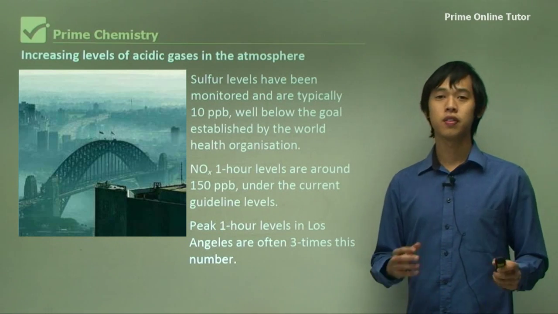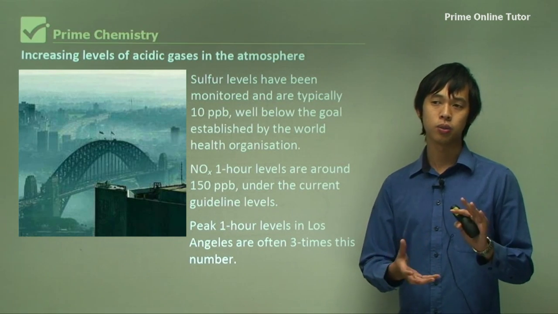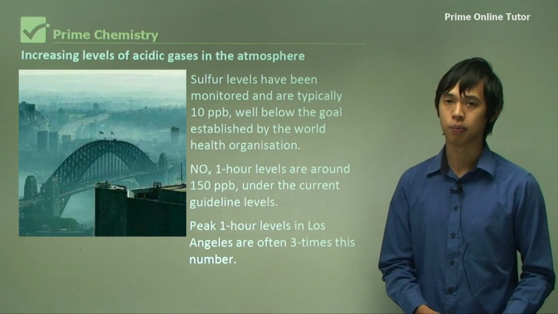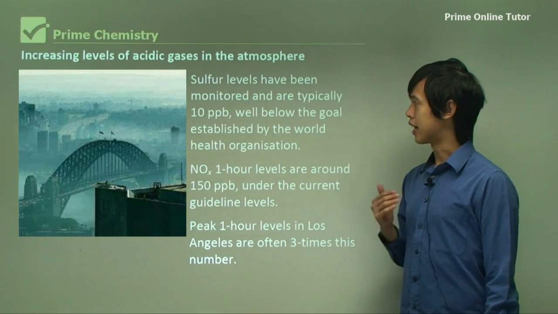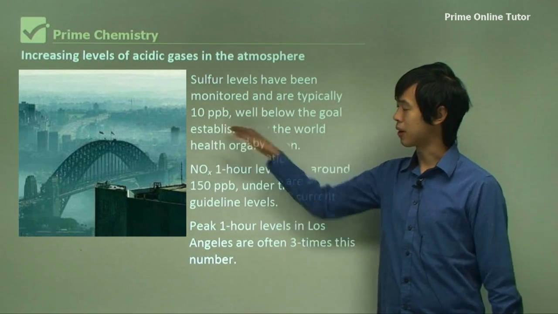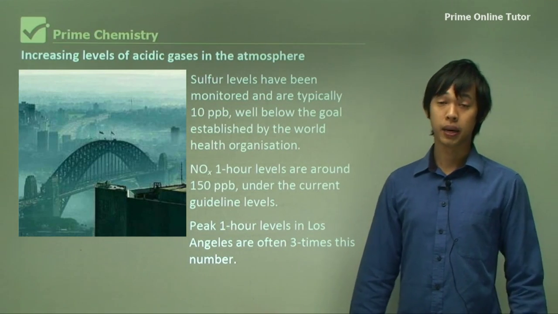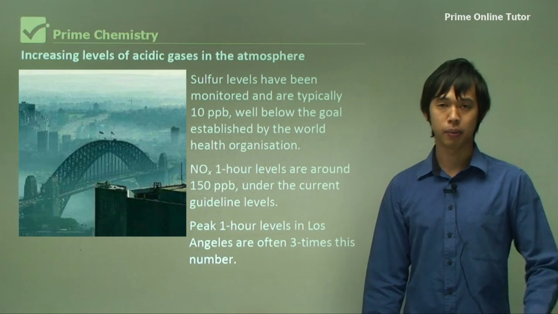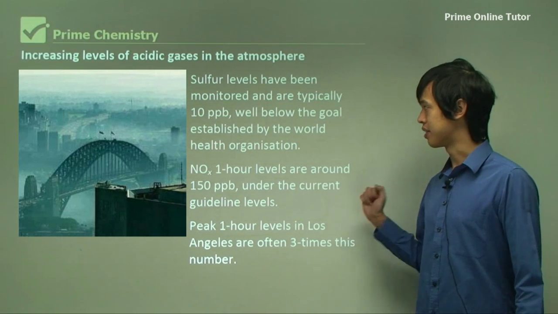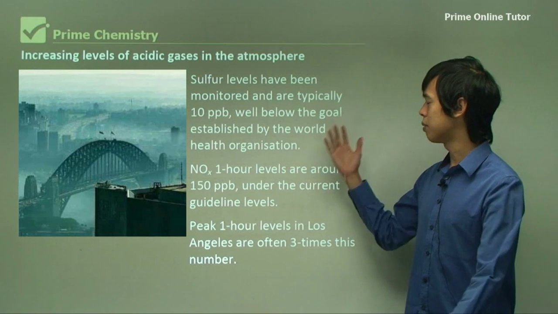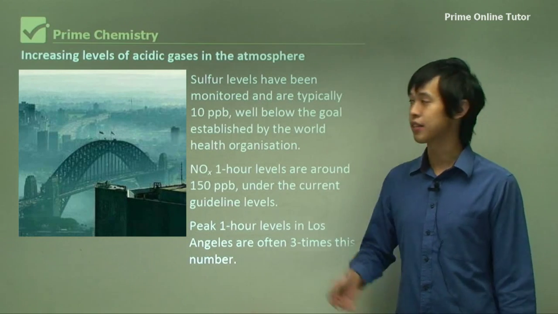One of them is sulfur dioxide, and that comes from the burning of coal, particularly dirty coal like brown coal, so not anthracite coal, black coal. Historically, sulfur levels have been monitored and are typically about 10 ppb, parts per billion. The other usual measure is parts per million, and that's what we're measuring carbon dioxide at the moment. Parts per billion is obviously 1,000 times smaller than that, and so that's pretty good. It's well below the goal that the World Health Organization, or the WHO, established.